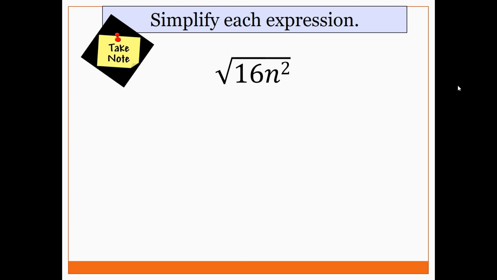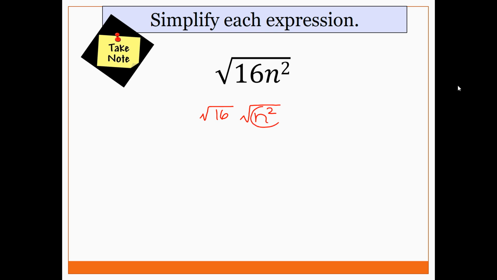Okay, now we're going to add some variables underneath the radical sign. Okay, 16 happens to be a square root. So first thing we're going to do is break this radical sign into two parts. Since this is a perfect square, we're just going to leave it as 16. But then we're going to think about what is the square root of n squared.